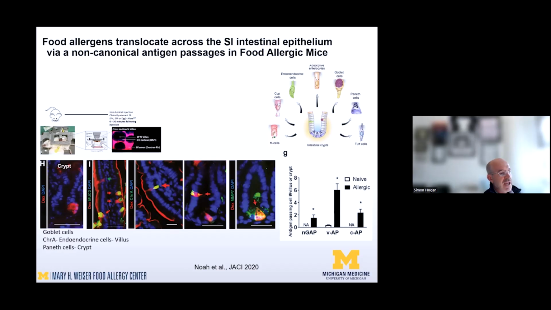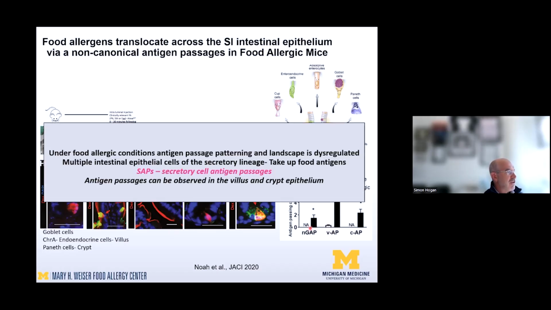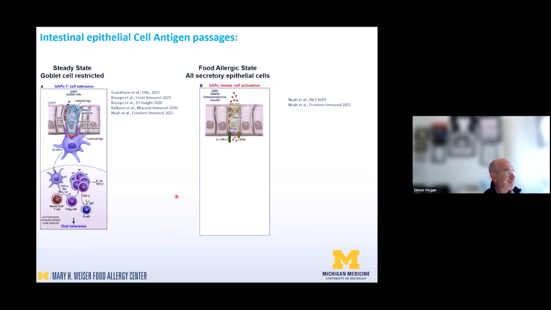So this indicated that multiple cell populations, particularly of the secretory lineage, were contributing to these antigen passages in the food allergic condition. You can see this here, where in the food allergic mice, not only is there higher frequency, there are other populations contributing, but in the homeostatic naive state, it's only present in the villus and they're only goblet cells. So under food allergic conditions, antigen passage patterning and landscape is dysregulated, and multiple intestinal epithelial cell populations are contributing. We termed this SAPs, secretory cell antigen passages, because all the secretory lineages were contributing to the antigen passages in our food allergic mice.